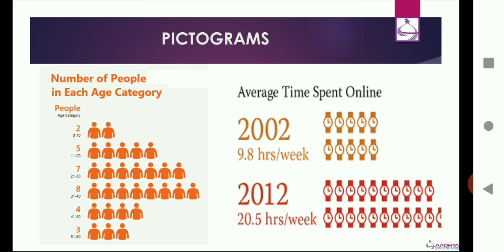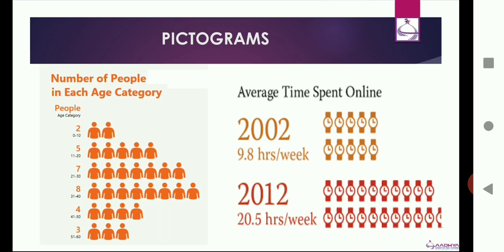Let's take a look at another pictogram, where we are showing a distribution of age-wise population in a society, where we see that comparatively most of the population is in the range of the age 21 to 40, which is groups 7 and 8. Whereas group 2, which is young children, is very small. Group 5 is a little more, which is the age group from 11 to 20. And group 4, 41 to 50, and group 3, 51 to 60, are the smallest groups.